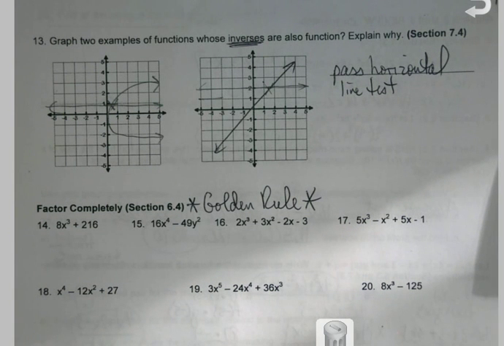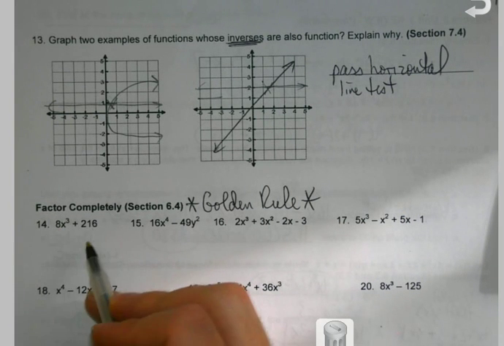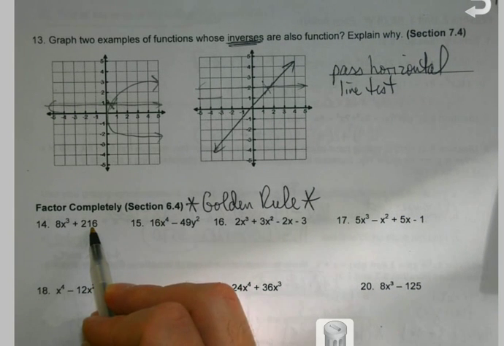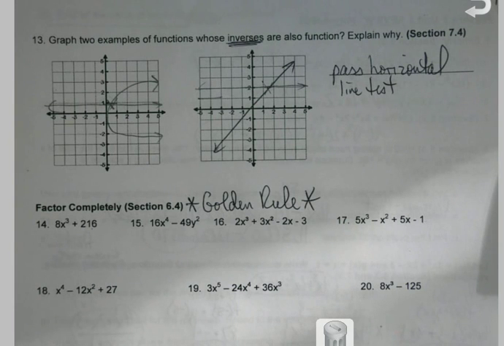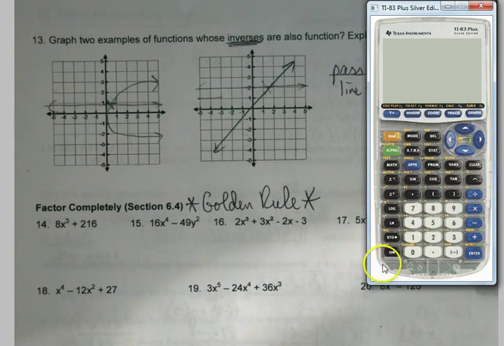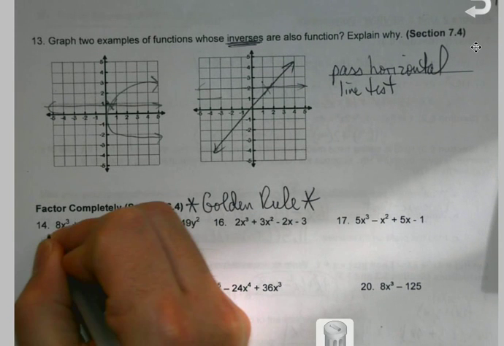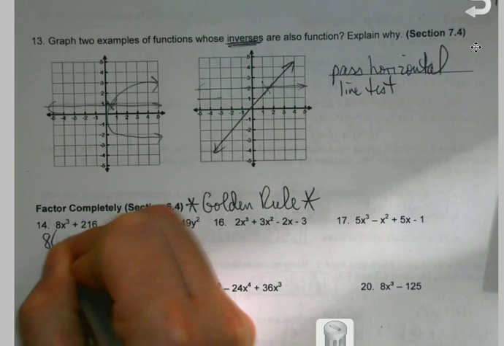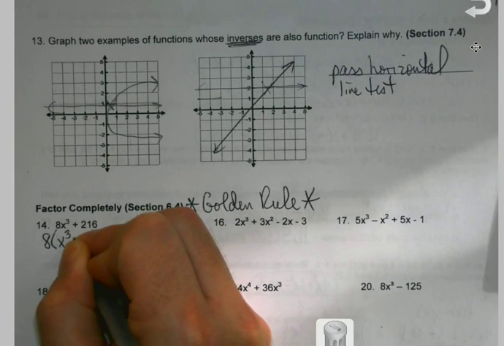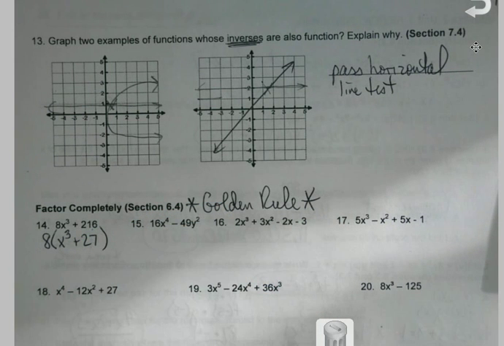Because those of you that do know your cubes, you're like, ooh, they're both perfect cubes. 2 cubed is 8, 6 cubed is 216. But there's a small problem. 8 also divides into both of those. Yeah, because if I try to do 216 divided by 8, it goes in. It's 27. So I would take the 8 out, and I'd be left with x cubed plus 27.